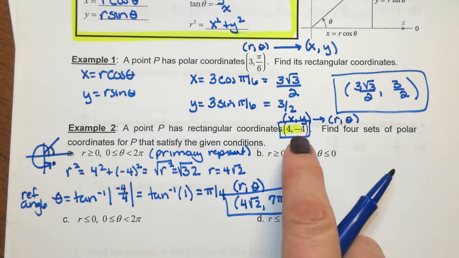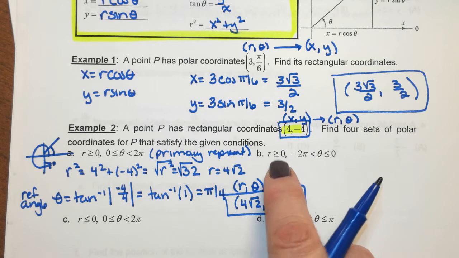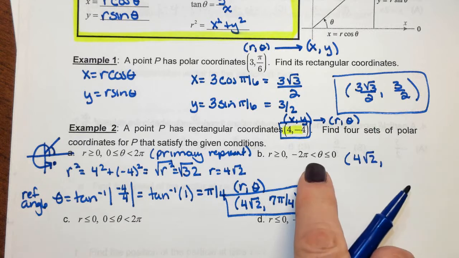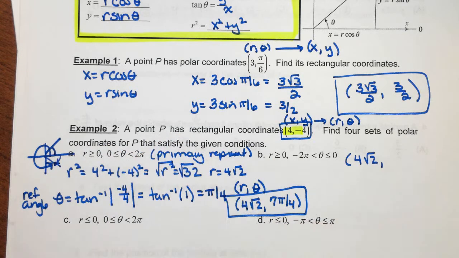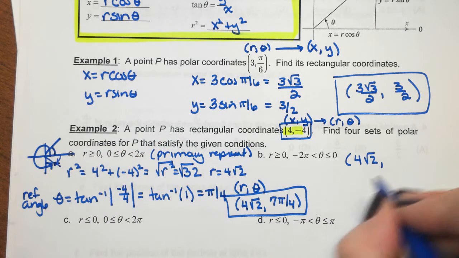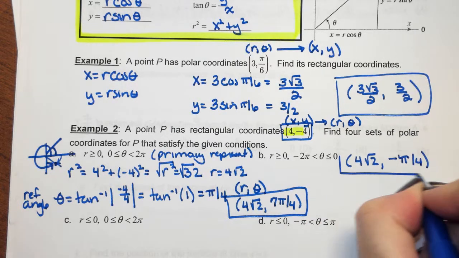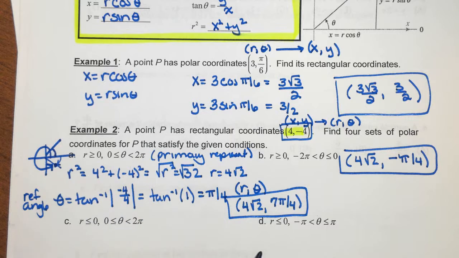So now take a look at this one. I want to, again, still use (4, -4), but now I want to express it where I have a positive r value, so I know it's going to be 4 square root 2. But my theta value I want to be between -2 pi and 0. Remember, a negative angle measurement is going to go in a clockwise rotation. So then I know that it's going to have to be -pi over 4 as the theta value to give me that point located down here in quadrant 4.